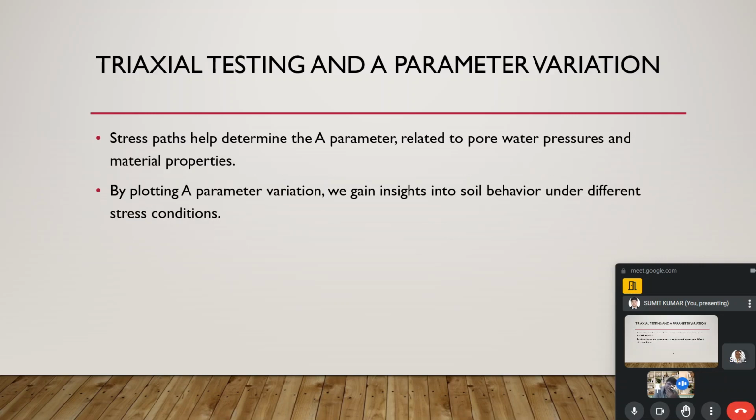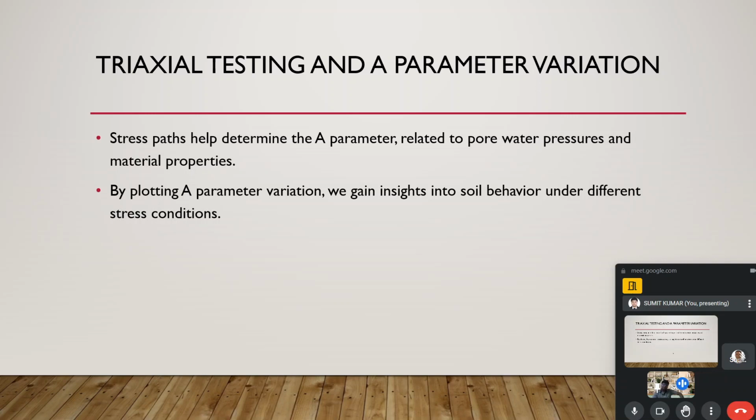We have studied the triaxial test specifically in two classes, in which we discussed in detail the different types of triaxial test, and in stress path analysis as well we are implementing those concepts, those aspects, those parameters. With the help of that we state our interrelation. So the stress path helps in determining the A parameter. We have understood the Skempton parameters A and B. So the stress path also helps in that aspect, related to the pore water pressure and the material property.